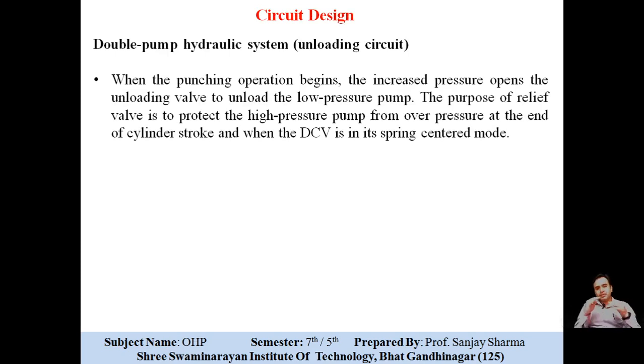So during extracting and retracting, during retracting of the punching machine, low pressure high flow is required because we need that the cylinder should retract very fast, so we can reduce the punching operation time and increase the production. We can reduce time and increase the final production.